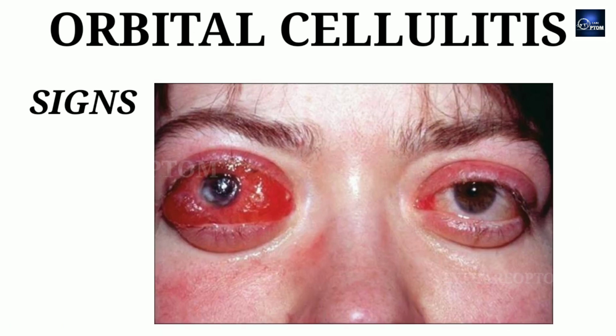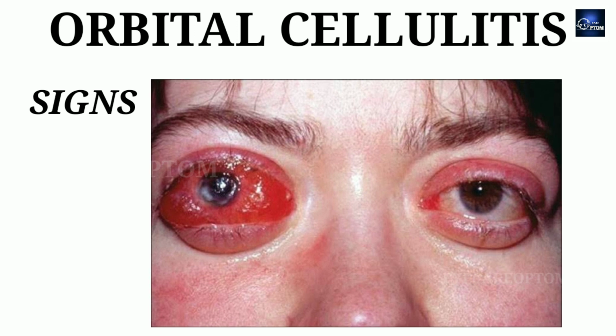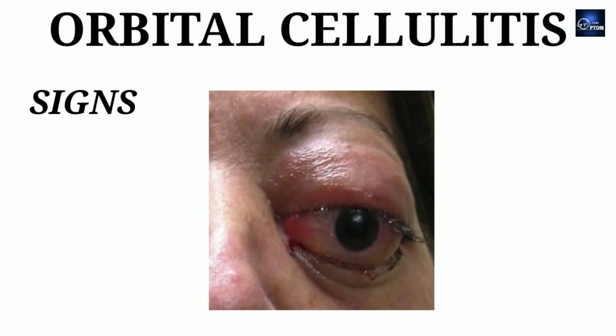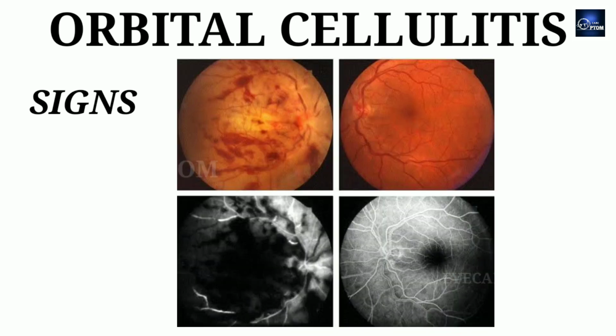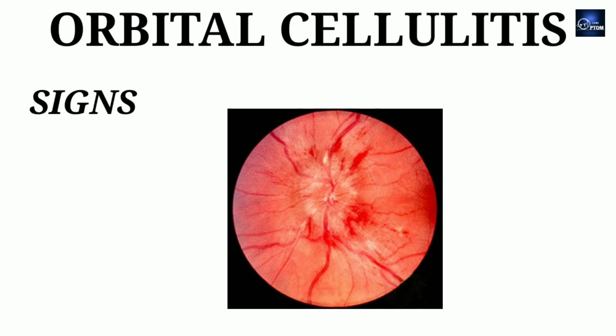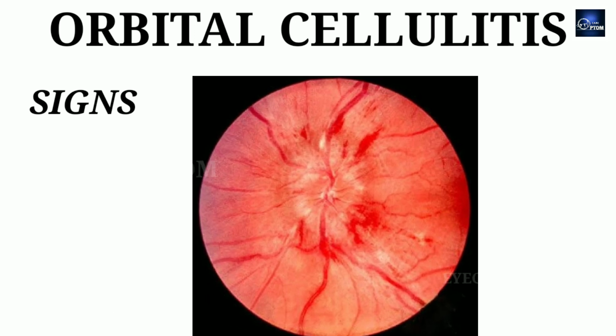Signs of this condition can be marked lid edema, conjunctival chemosis, protrusion of the eyeball axially, mild to severe restricted ocular movements, congestion of retinal veins, and signs of papillitis or papilledema.